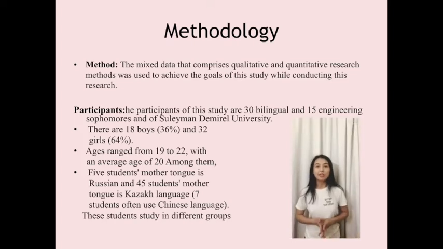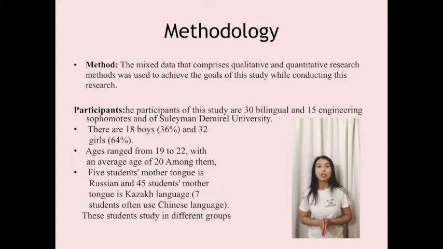The participants of this study are 45 second and third year students from Süleyman Demirel University, from the foreign language and engineering departments. There are 18 boys and 32 girls. 5 students' native language is Russian, and 35 students' native language is Kazakh. And also there are 7 students who often speak Chinese. The study focuses on students' self-learning ability, so teachers are not invited to participate in this study.